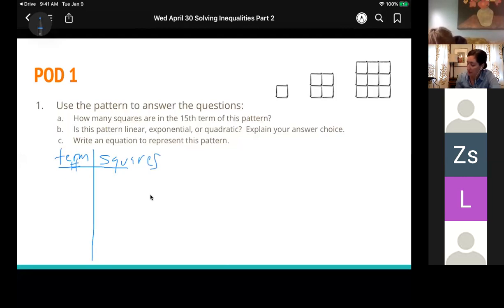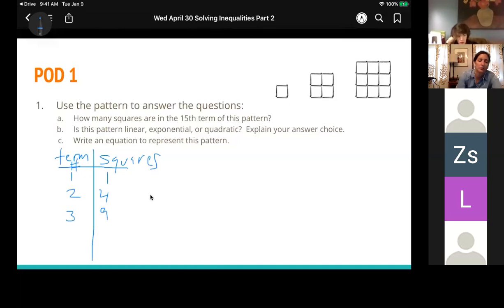How many squares are in our first term? 1. Yeah, 1, thanks. How many squares are in our second term? 4. And how many squares are in our third term? 9.